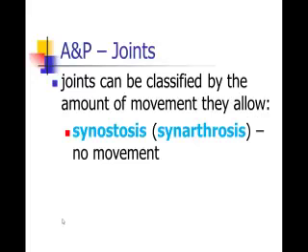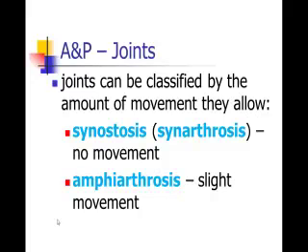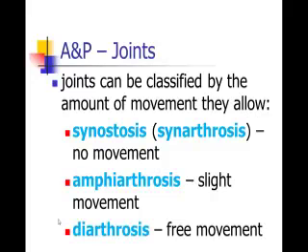And so I'm going to use blue letters when we're talking about the amount of movement. We have synostoses or synarthroses. These are joints that provide for no movement at all. They are fixed joints. We have amphiarthroses. Amphiarthroses are going to allow for slight movement. And then we have diarthroses. Diarthroses are sometimes referred to as freely moving joints, or sometimes they're called synovial joints. All synovial joints are diarthroses, and all diarthroses are synovial joints.